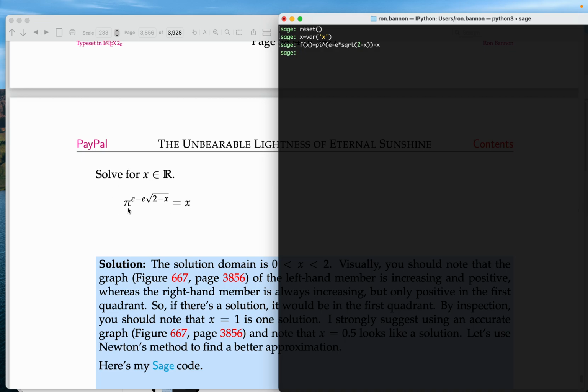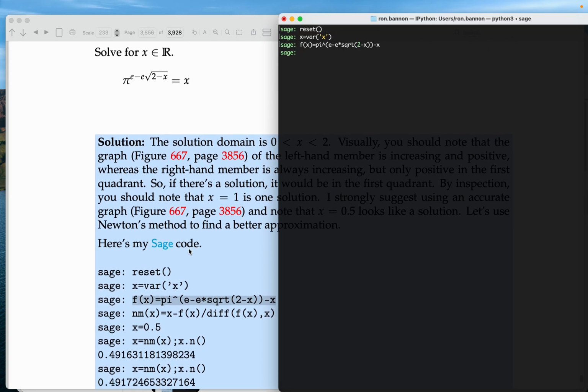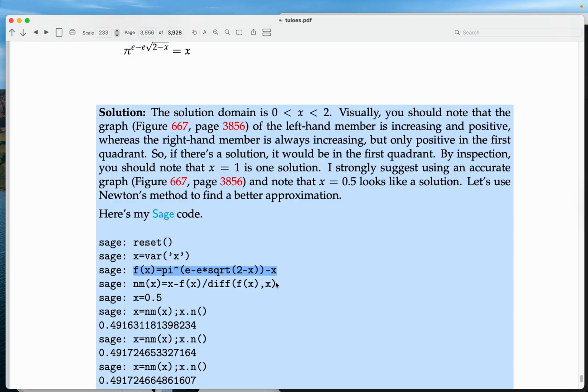So how do I do that? Pi raised to the power. It looks like I did that over there. And then take away x from both sides to get 0. And Newton's method is a method that allows me to look for roots. And it's a numerical technique. And of course, I need to give it a guess. So what I do is I define what Newton's method is. I'm going to do a copy paste.